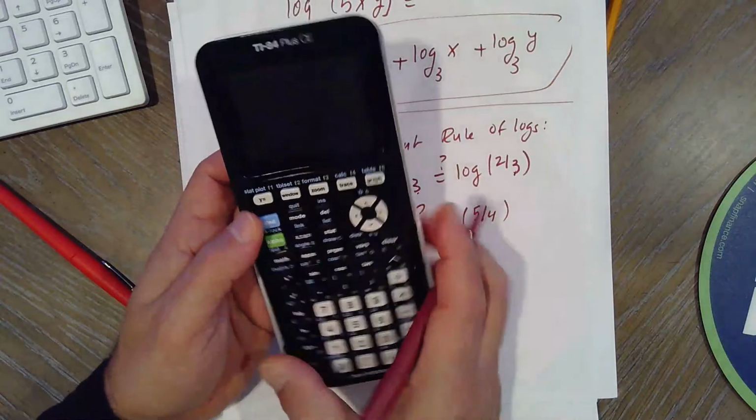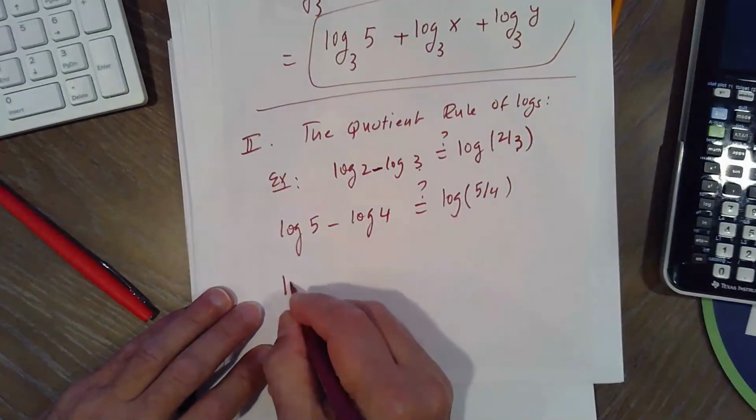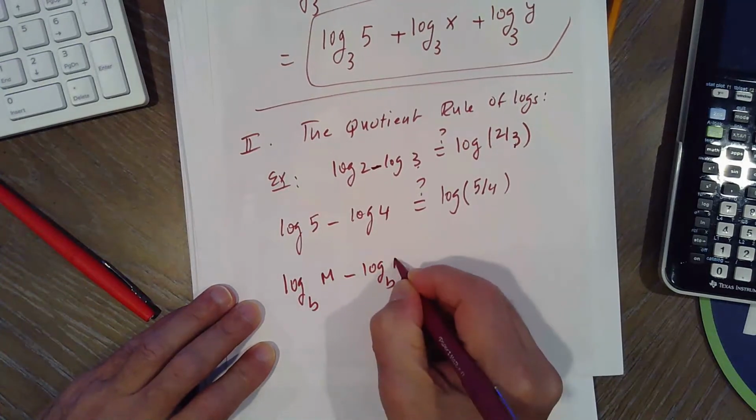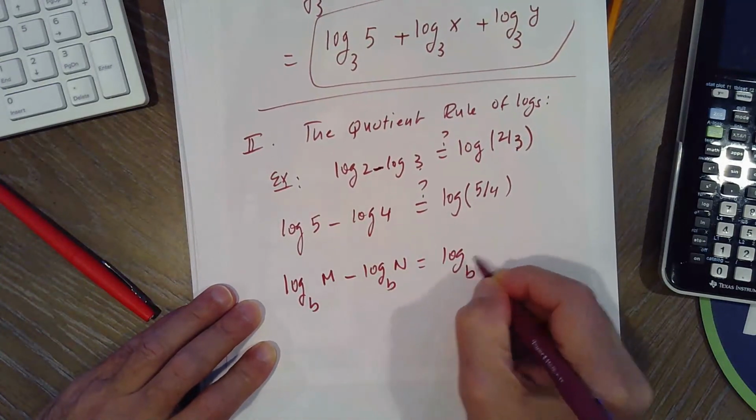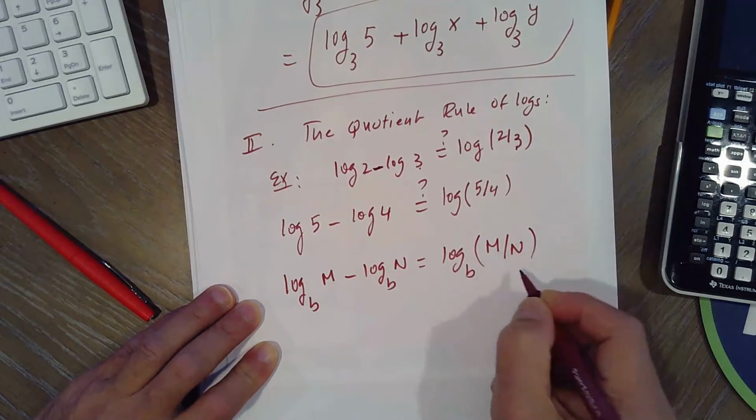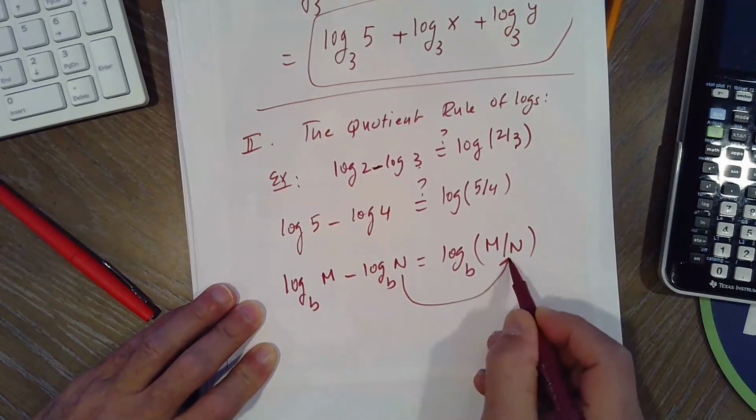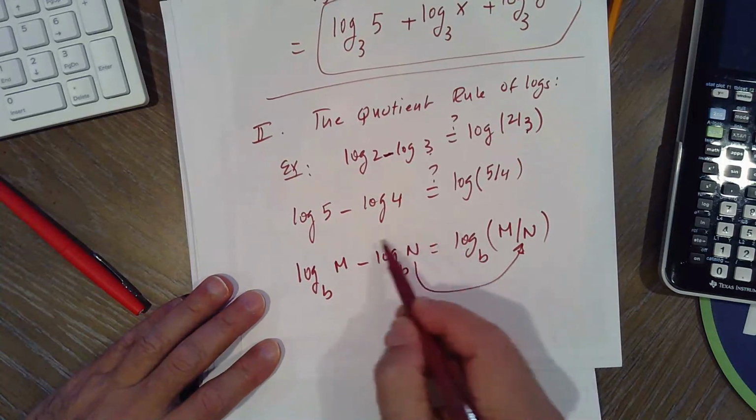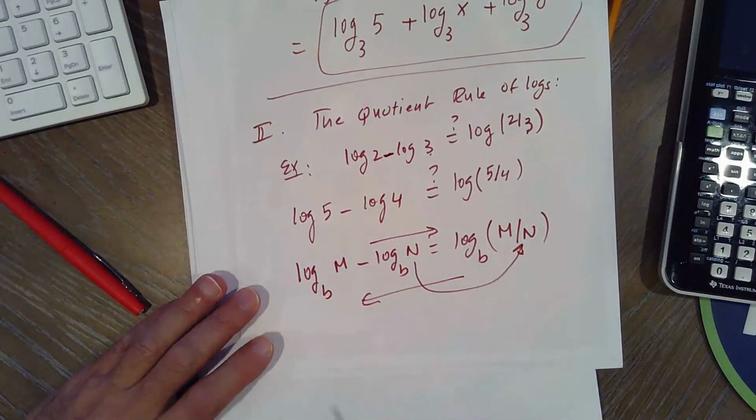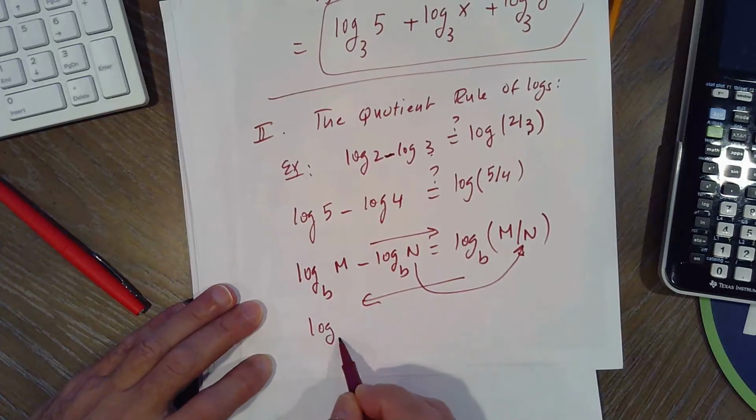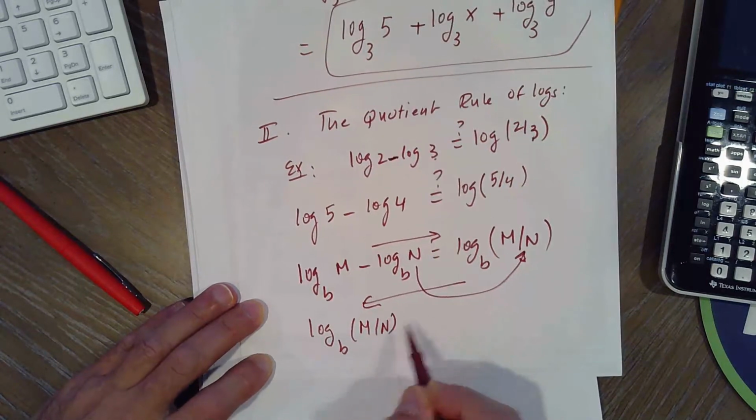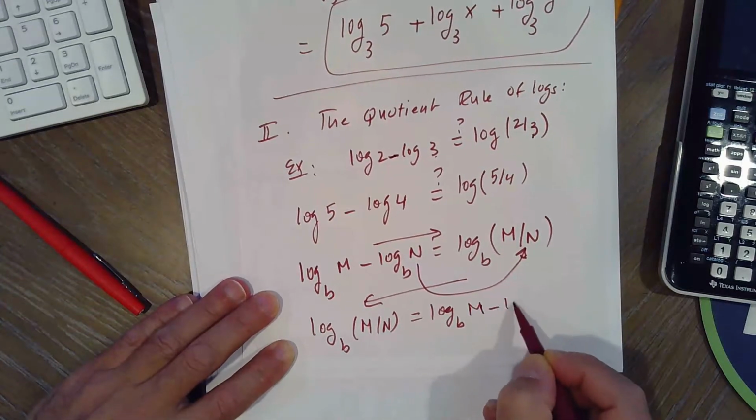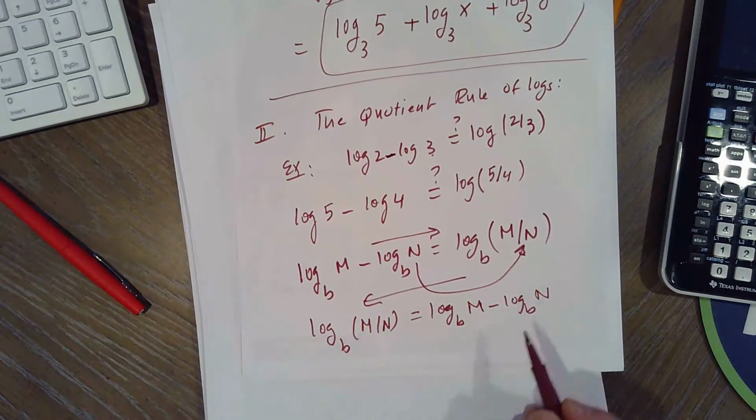Okay, so that makes us think that log base b of m minus log base b of n is log base b of m over n. Again, the bottom is what has a negative in front of the log, always. This is condensing the log, and this is expanding the log. Log base b of m over n is log base b of m minus log base b of n.